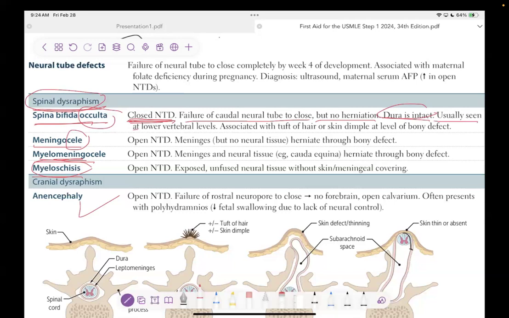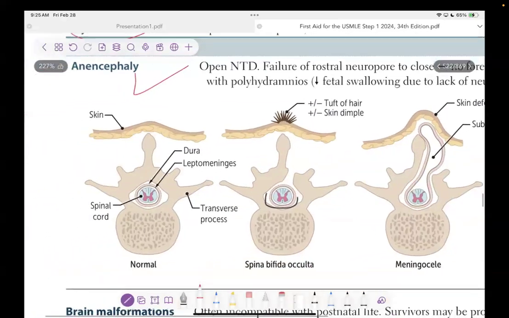It is usually seen at lower vertebral levels, associated with a tuft of hair or skin dimple at the level of the bony defect. Usually in Step 1 and Step 2 questions, they ask if a mother is not taking folic acid before conception, or is taking methotrexate, or anti-seizure medication like valproate, which also decrease the folate level. So what do you do when the baby is born? We check for a tuft of hair and skin dimple in the lower part of the spine.